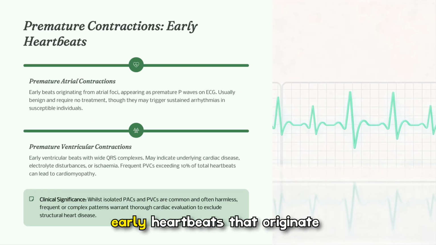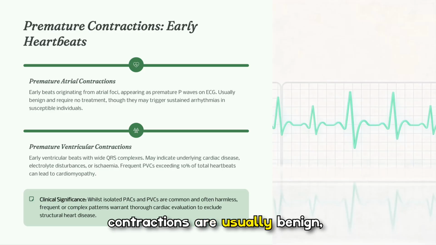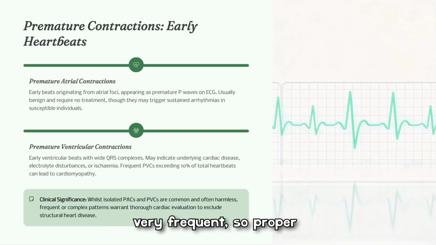Premature contractions are early heartbeats that originate in the atria or ventricles and often appear as extra beats on ECG. Premature atrial contractions are usually benign, while frequent premature ventricular contractions can signal underlying disease and may lead to cardiomyopathy if very frequent. So proper evaluation is important.